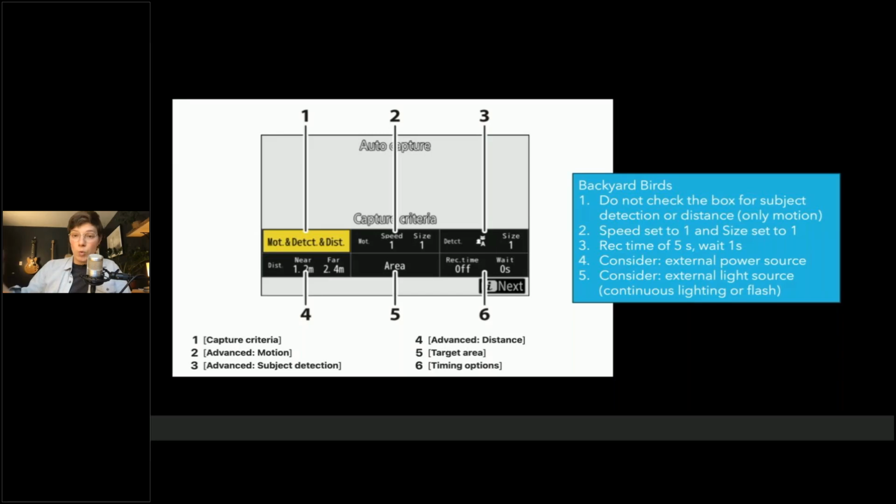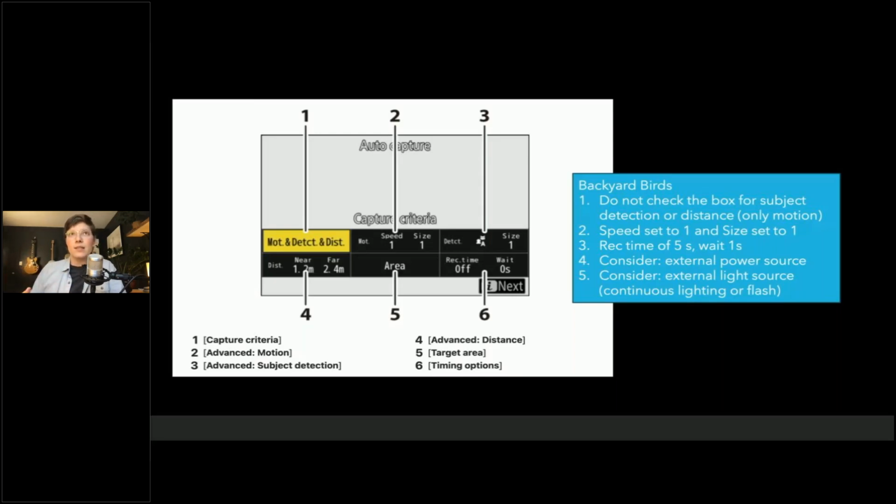So for me, this is kind of the backyard birds setup. Number one, you're going to open up that it's labeled here as number one, motion and detection and distance. Do not check the box for subject detection or distance. In an ideal world, the camera would have enough technology to know if an animal enters half a meter away from the camera, it'll cause it to trigger.